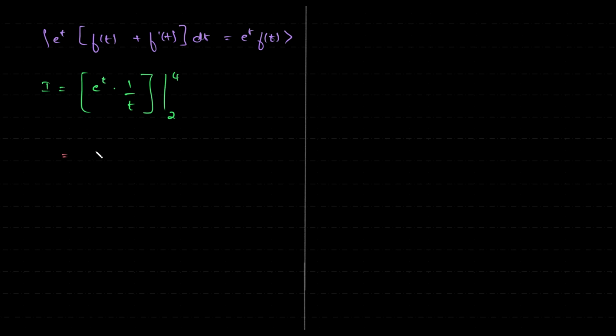So this is e to the power of 4 by 4 minus e square by 2. No, this is 4 and that's 2. You can further take common and all of that. So e to the power of 4 by 4 minus e square by 2. Yeah. That's one of the ways of representing the answer.